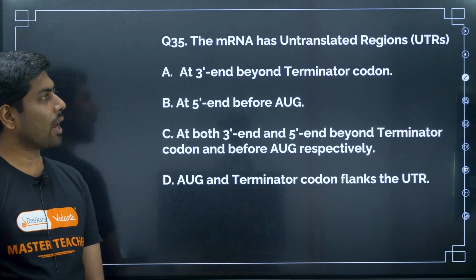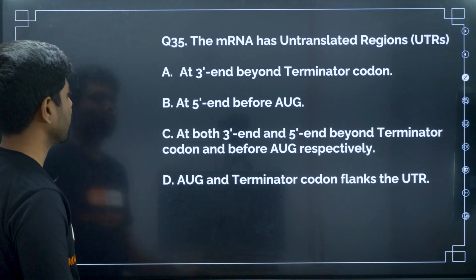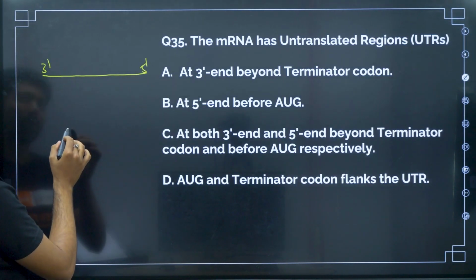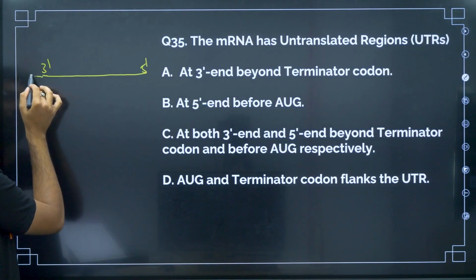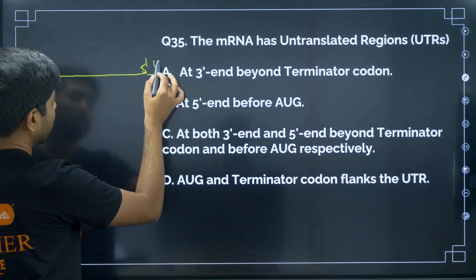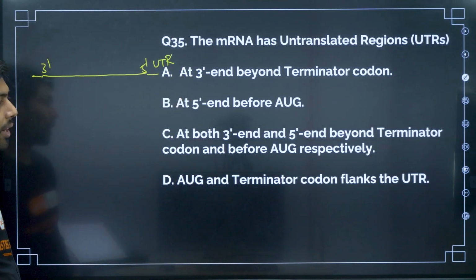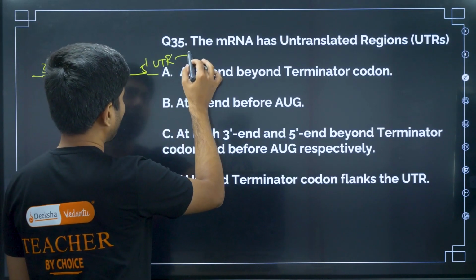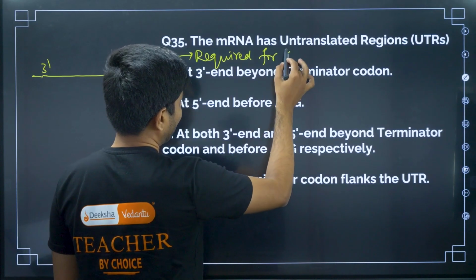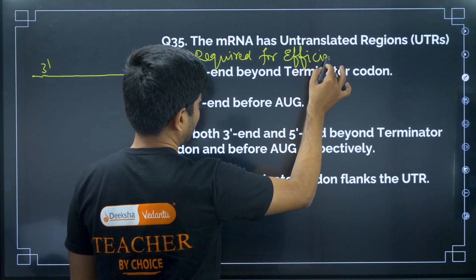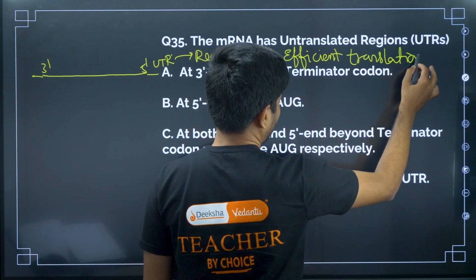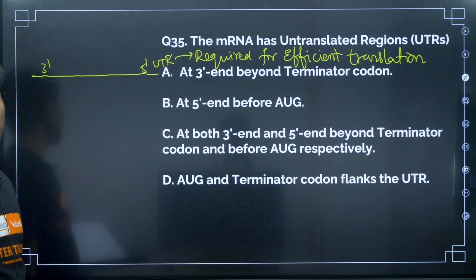Now look at question number 35. The mRNA has untranslated regions. If you look at the structure of mRNA, it has a 3' end and a 5' end. Now what you see is, after the 3' and 5' end, you see UTRs, untranslated regions. Now why are they required? They are required for efficient translation. Clear?